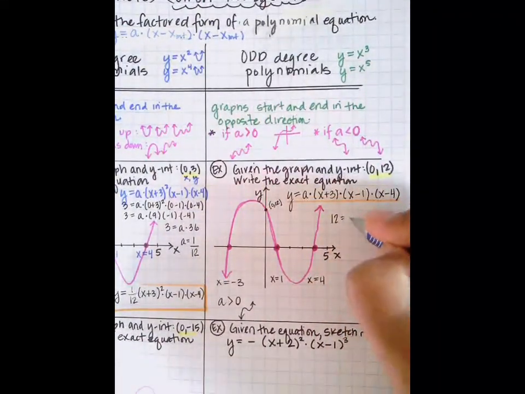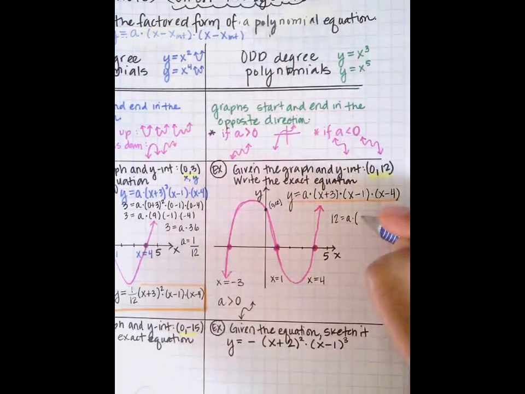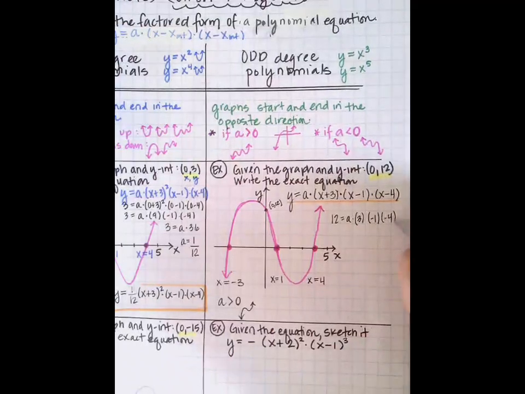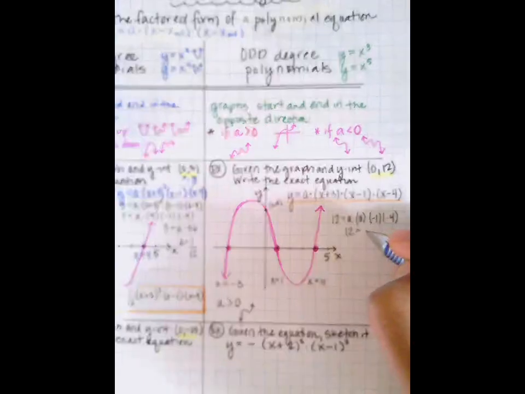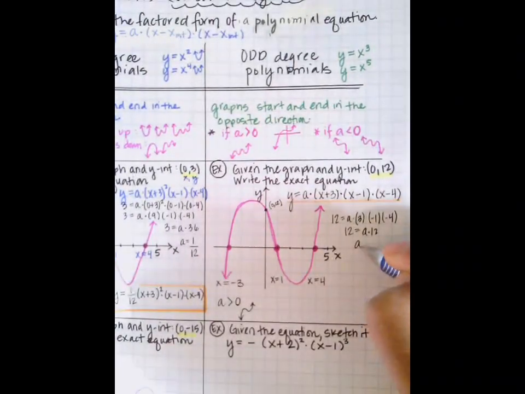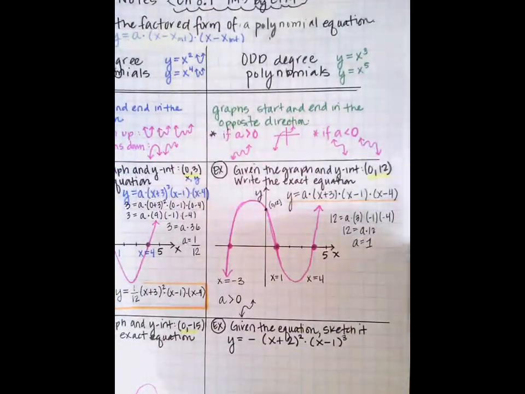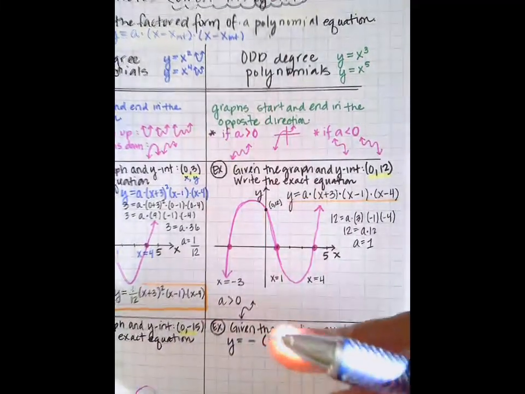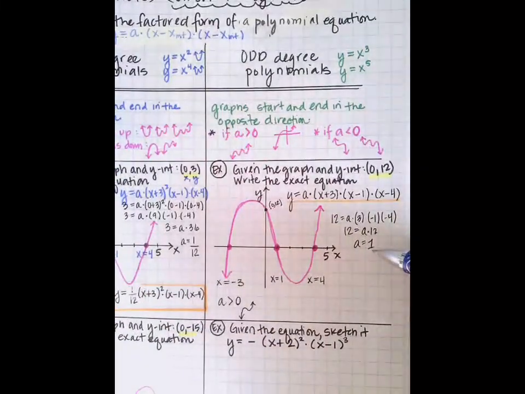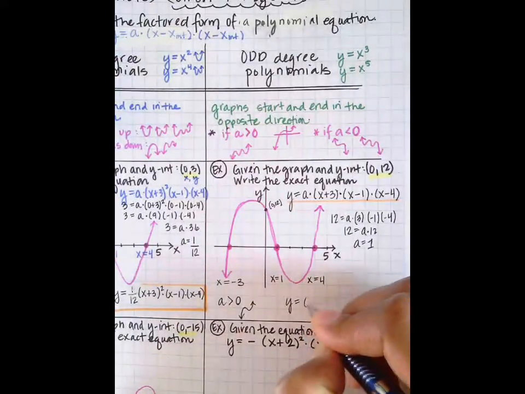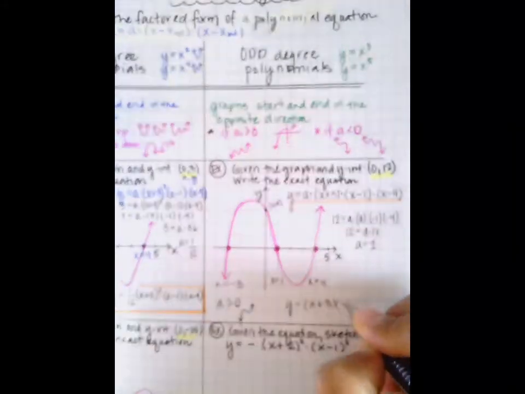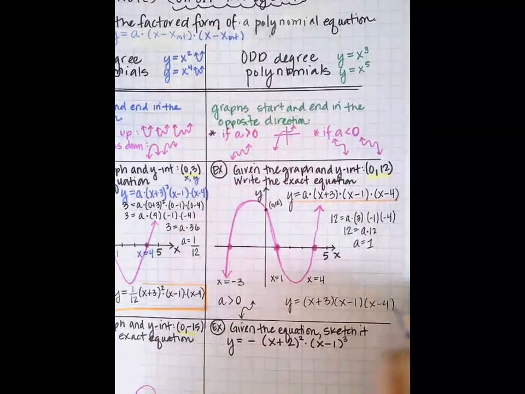So 12 equals a times, and if I substitute in 0 for the x, that really just changes this to 3, negative 1, and negative 4. Multiplying these together, I actually get 12 equals a times 12. So here the a value is just 1. There is no stretch to this particular graph, but I did confirm that I wrote the equation correctly because I didn't get a negative or anything like that. So my final equation here would just be y equals x plus 3, x minus 1, and x minus 4.